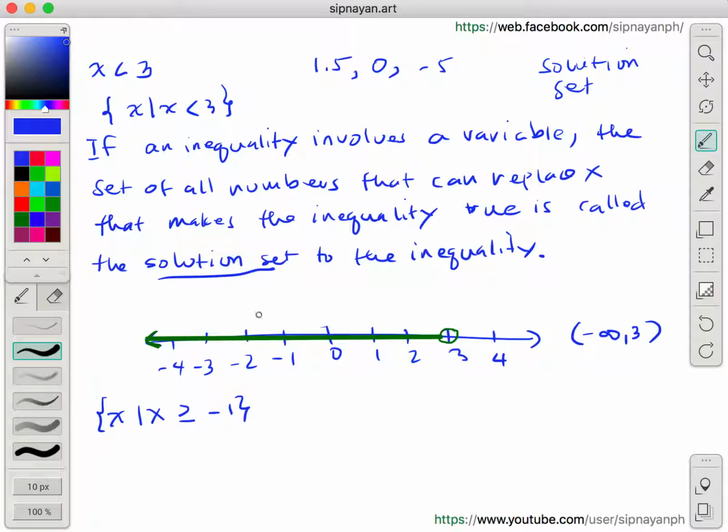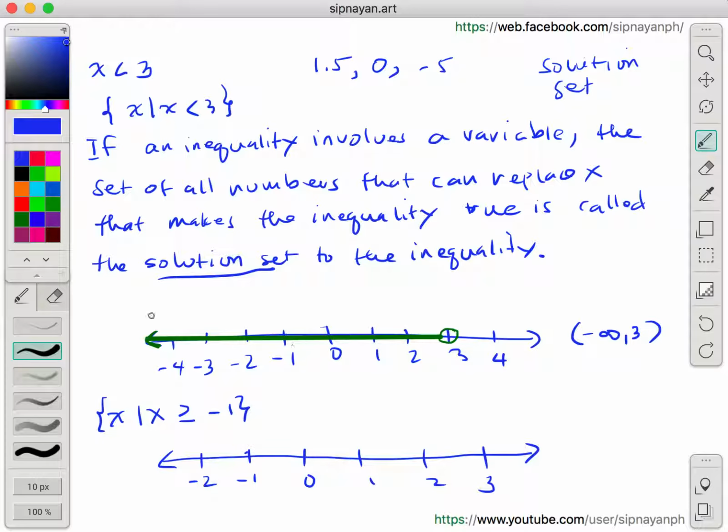So, paano natin ito ginagraph? Ganun din, gagawa tayo ng number line. We have a number line here. Negative 1 natin dapat dito banda. This is negative 2, this is 0, this is 1, 2, 3. May equal siya, ibig sabihin kasama yung negative 1.